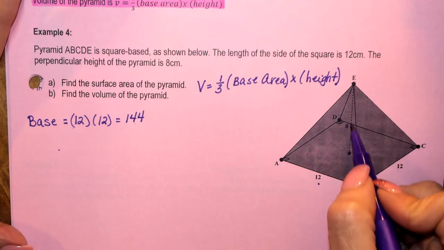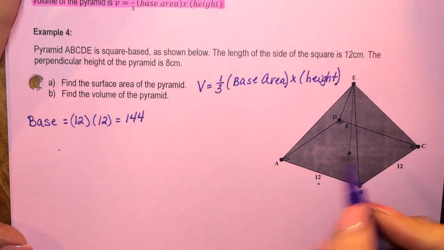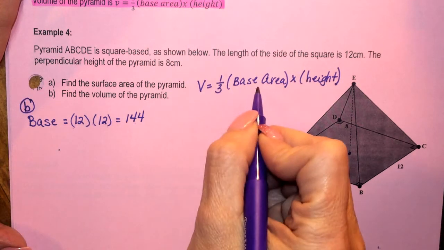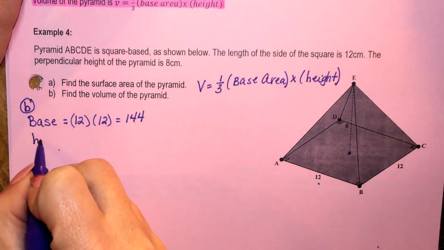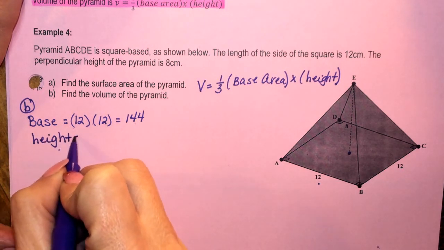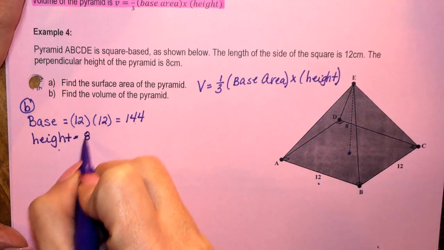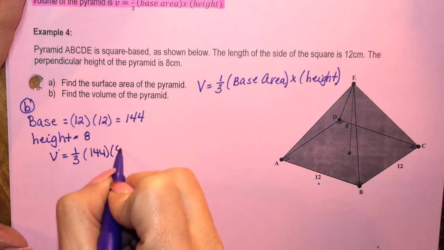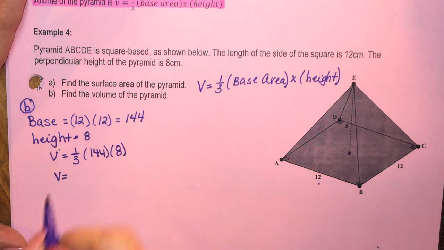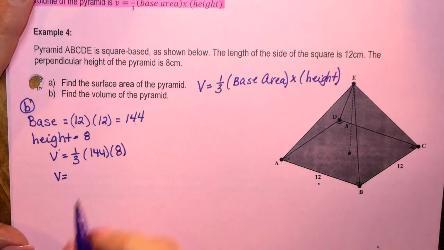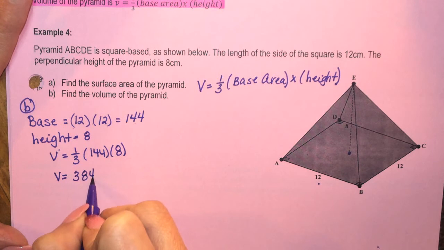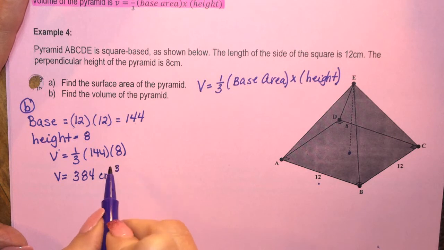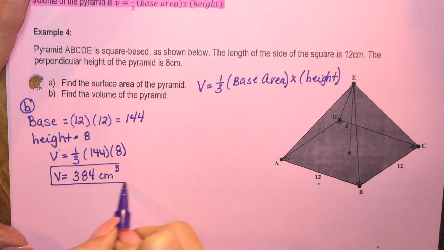Okay, the height of this is 8, right? So yeah, let's do B first. Let's label this B. The volume is 1/3 the base area, which we thought was 144, times the height. The height it gave us was 8. So the volume equals 1/3 the base area times the height. The volume equals 384. This is centimeters. It's a volume, so it's going to be centimeters cubed. All right. I like the volume. That one was easy to do.